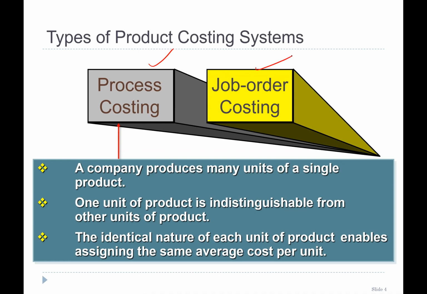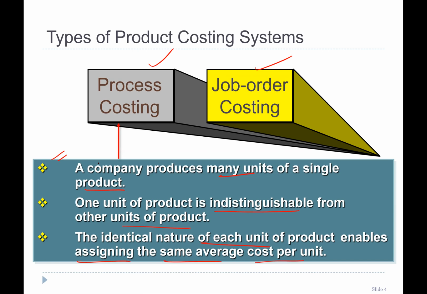So what is process costing? Process costing is a system in which a company produces many units of a single product. For example, all companies producing paper. One unit of product is indistinguishable from other units of product. It means you are making a similar product. For example, if a company is making computer mouse, it's making computer mouse, not any other products, not even other shapes or other brands of computer mouses. So the identical nature of each unit of the product enables assigning the same average cost per unit.